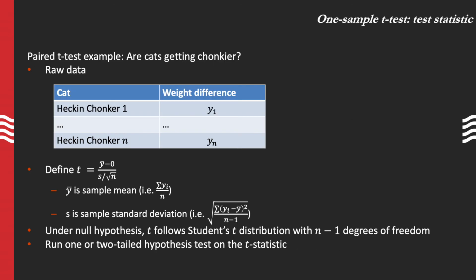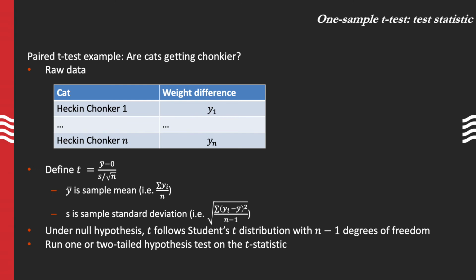So how do we do that? Well, first we define our t-statistic like normal. We do y bar minus 0 in this case, so just y bar divided by s over root n. y bar is the sample mean, s is the sample standard deviation as before. And under the null hypothesis, we know that t follows a student's t-distribution with n minus 1 degrees of freedom. So we just look at this t-value and we compare it to some critical t-value using either a one or a two-tailed hypothesis test, and that's it.